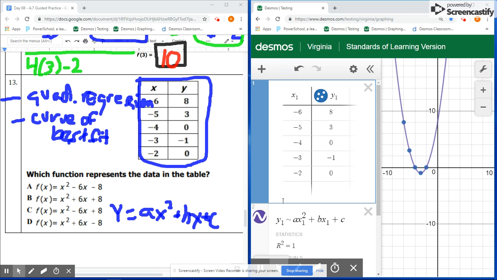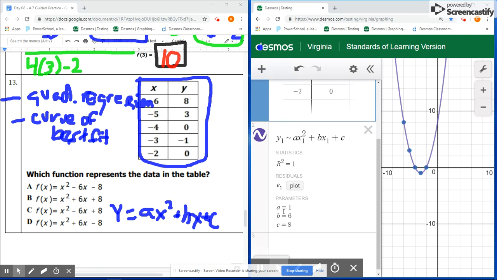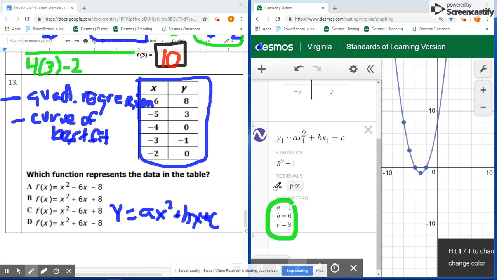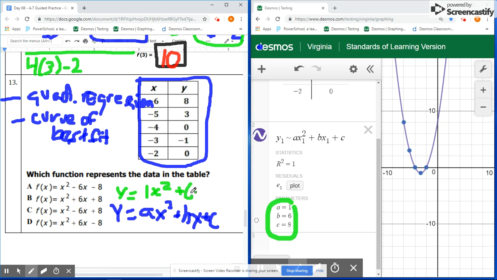Okay, you see in purple here, it put the curve of best fit for all of these points, and if we scroll down, it will give us exactly what A, B, and C are. Okay, so if you see here, it says A is 1, B is 6, and C is 8. Okay, so our equation should be y equals, we know A is 1, so 1x squared. B is 6, so plus 6x. And C is 8, so plus 8. Okay, and if you look at our answer choices, that looks like option B.